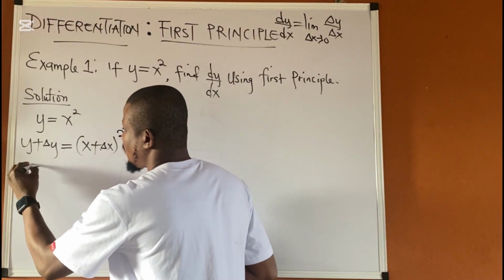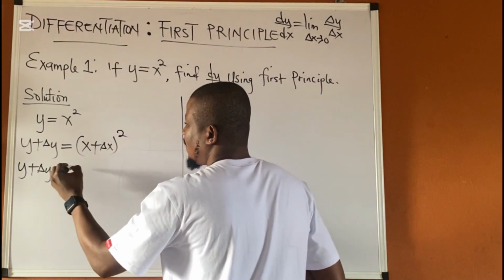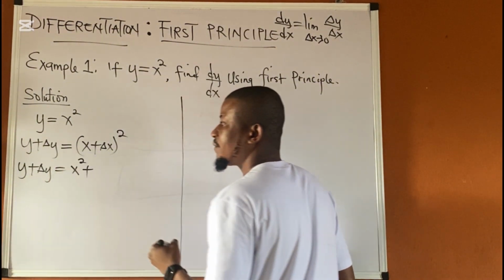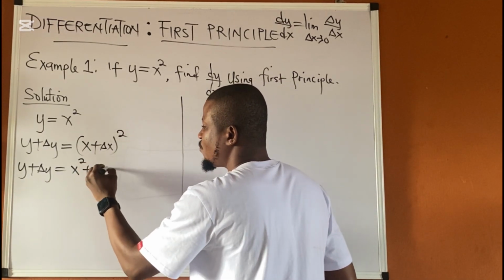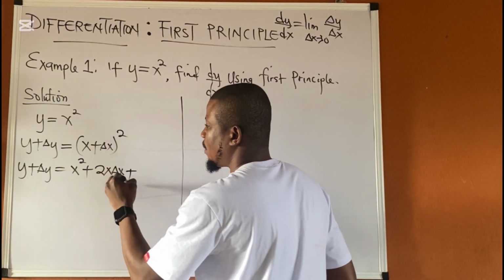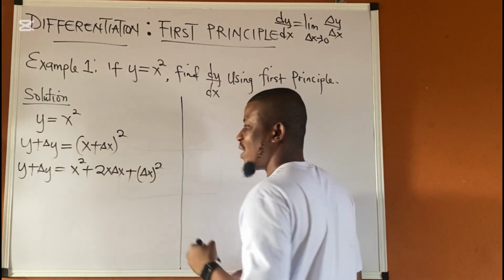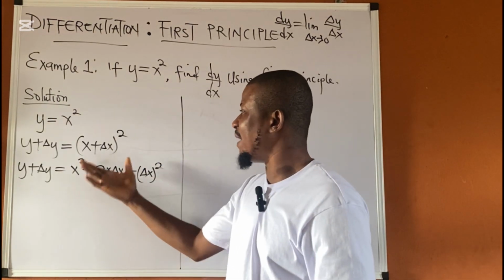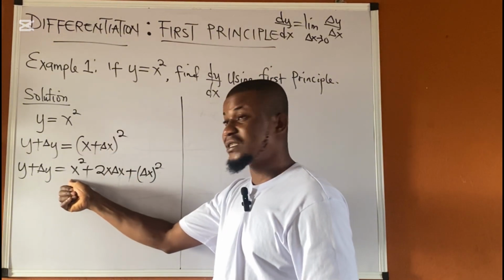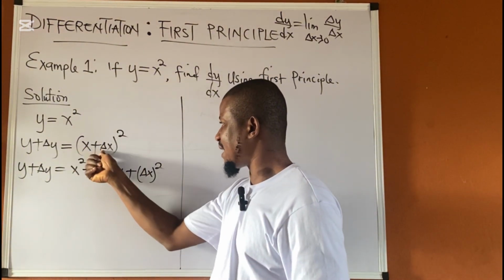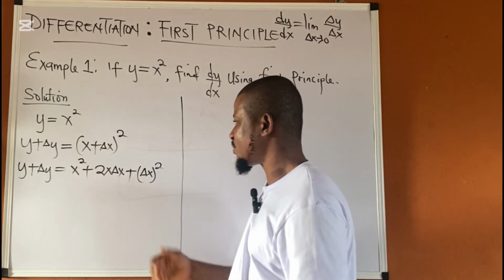So we have y plus change in y equals, if we expand this, x to power 2 plus 2 times x times change in x, plus change in x all squared. How do we expand a binomial of degree 2? You say x to power 2, which is this, plus 2 times x times change in x, plus change in x all squared. Okay, so that's the expansion there.